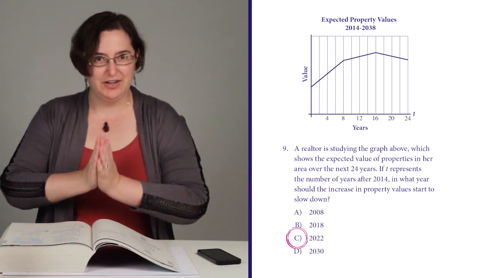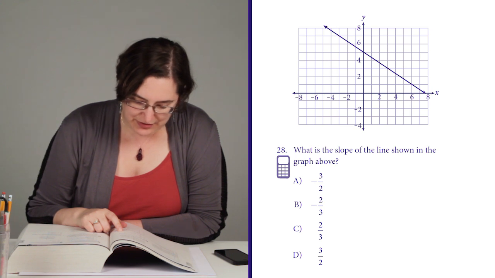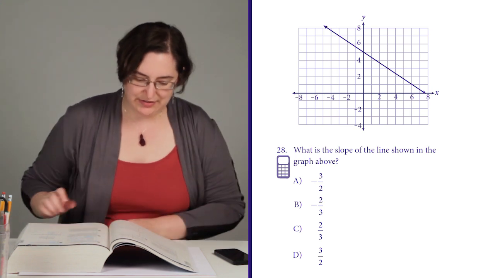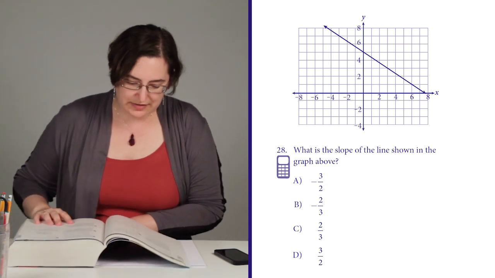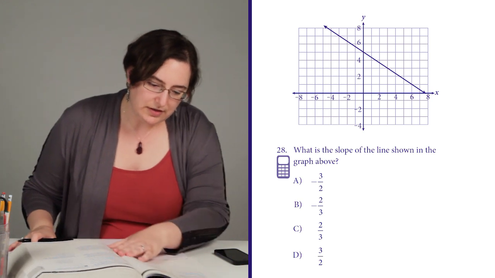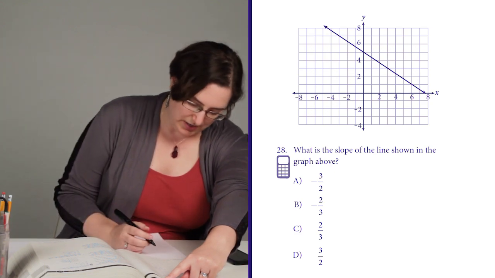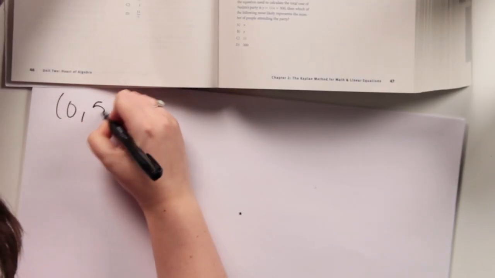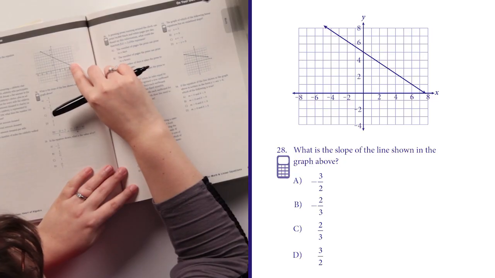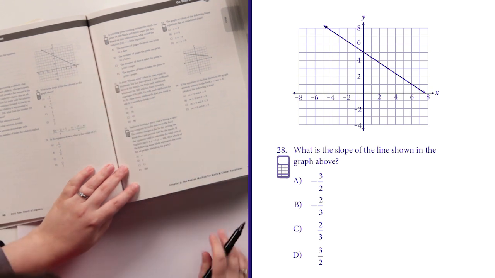And I am going to try another. Page 46, number 28, flipping forward. Okay. What is the slope of the line shown in the graph above? Awesome. Okay, so I am going to want my slope formula, rise over run. I'm just going to pick myself 2 points. Let's go with the y-intercept, which is nice and handy. That's (0, 5). This one over here looks like it's going to be right on the line, so (6, 1).